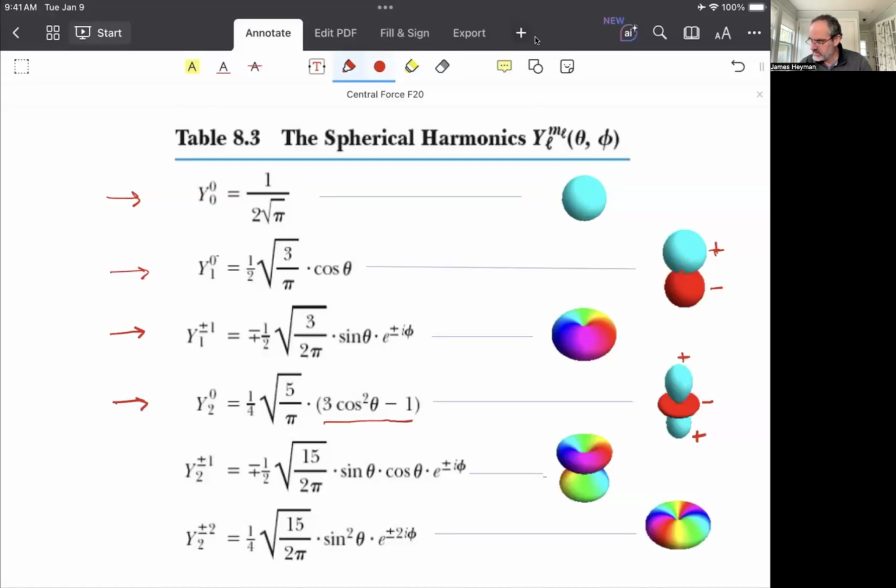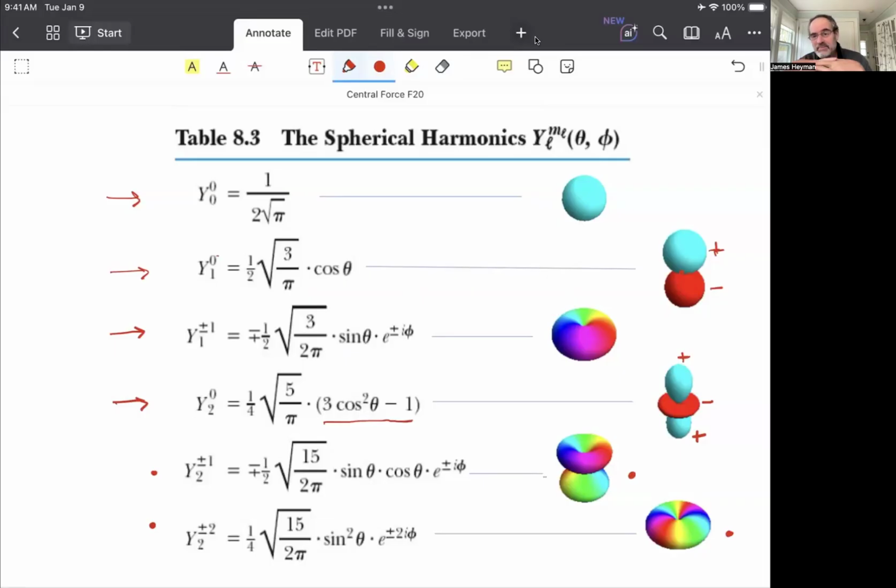And then we can go through and look at several other cases. So this is L equals 2, M equals plus or minus 1, L equals 2, M equals plus or minus 2. And they're shown here. All right, let's stop for a second. So those are the first few spherical harmonics.